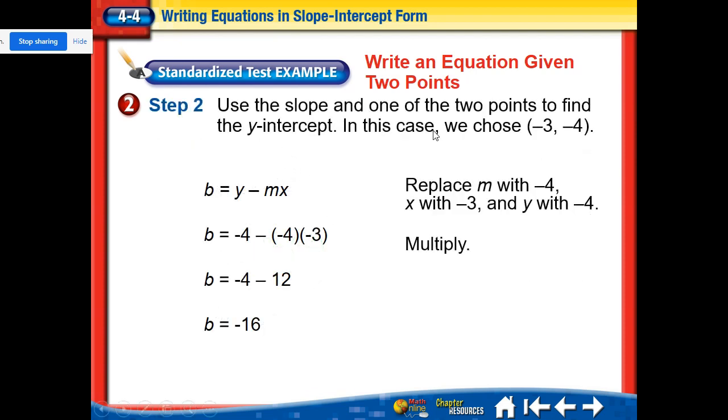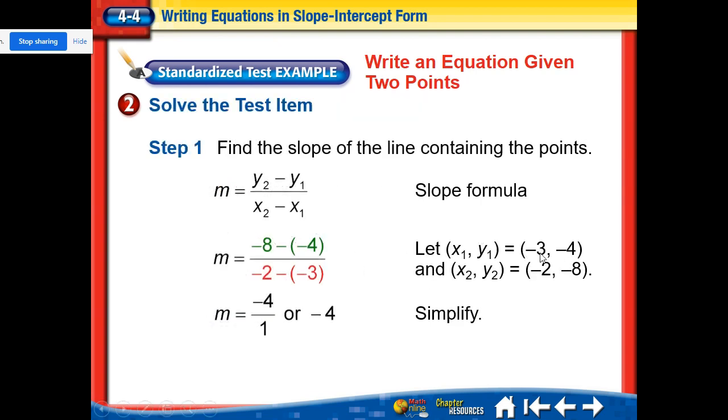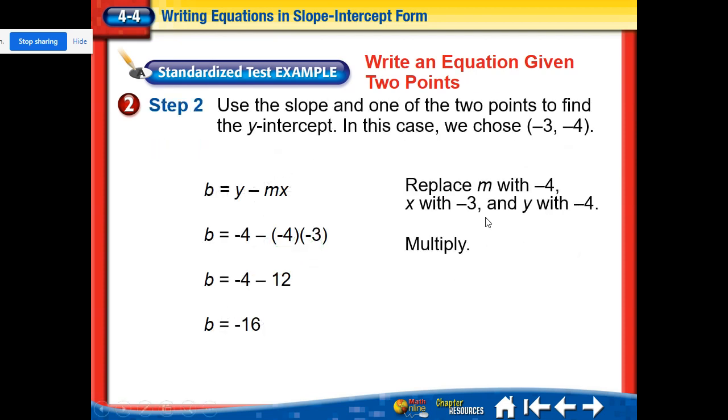Step 2 is find the y-intercept. Now we have 2 points here. If we go back here, we have these 2 points. It doesn't matter which one we use. We're just going to take the first one because why not? But if you wanted to use the second one, you could do that. You would get the same answer.